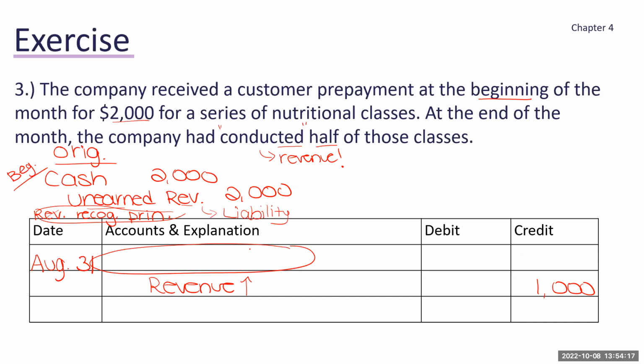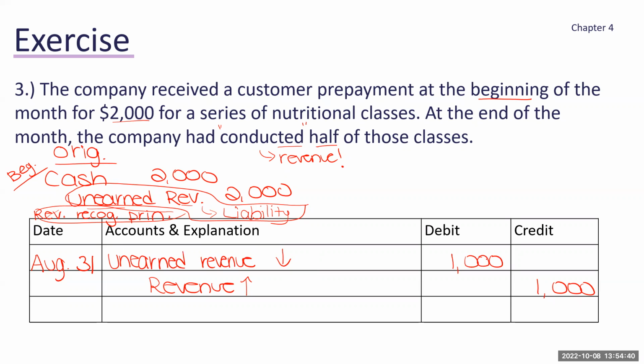Okay, we know that it has to either be an asset or a liability. Well, we recorded a liability at the beginning of the month. And now if we debit it, we decrease it, which is exactly what we want to do. We have reduced the liability. How? We've performed and now earned that revenue. So we no longer owe the client for that if we didn't hold those classes, for example.